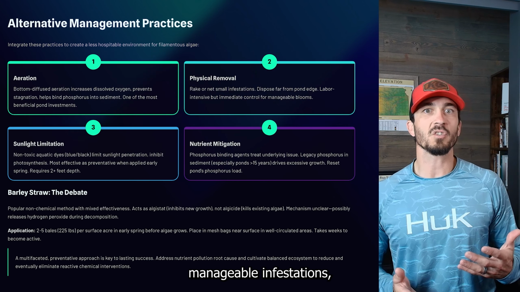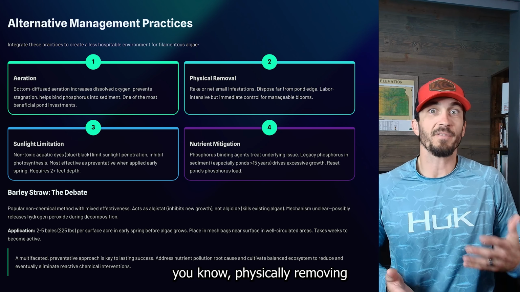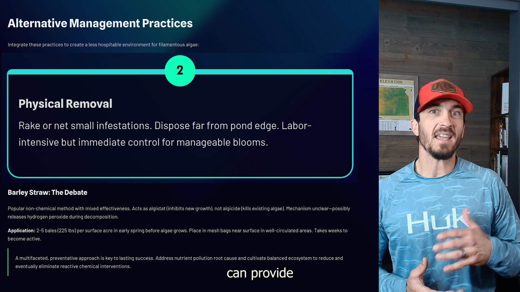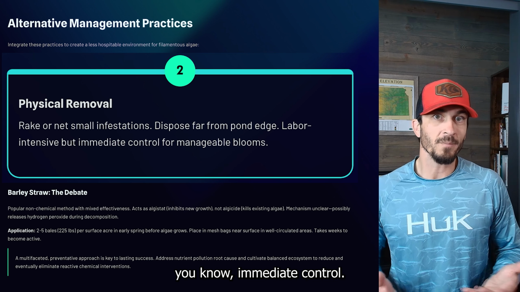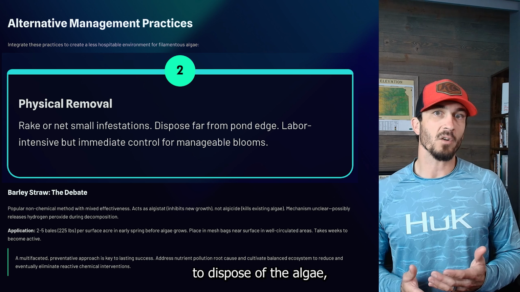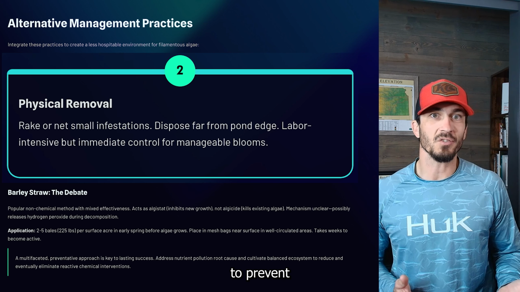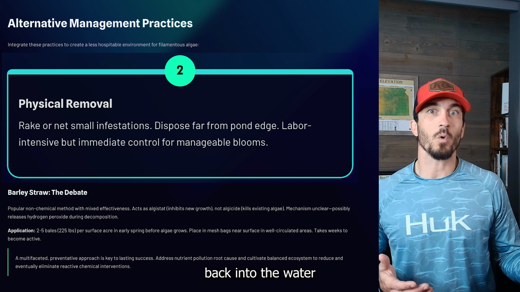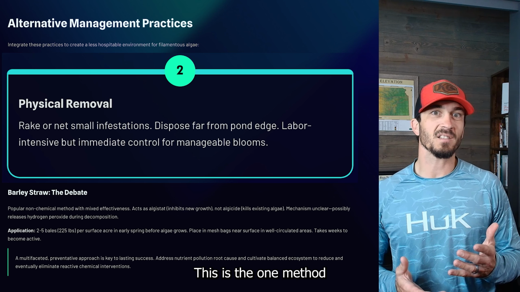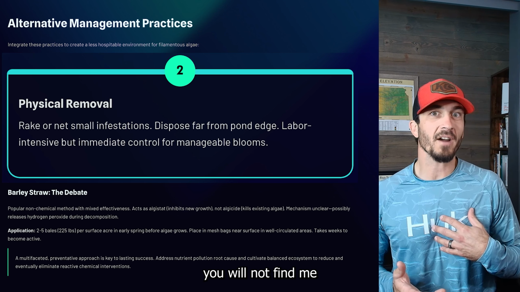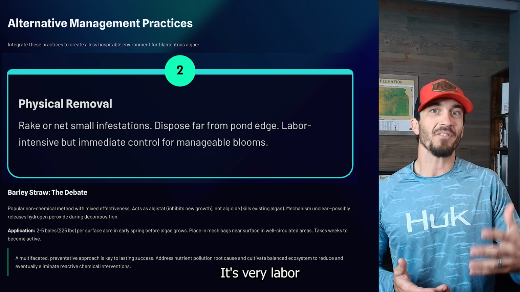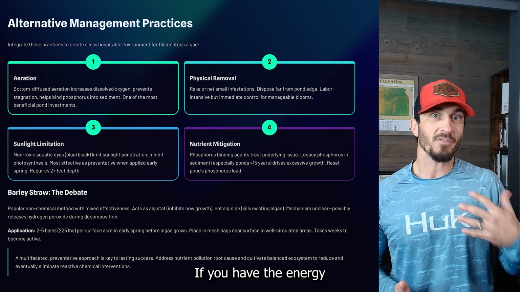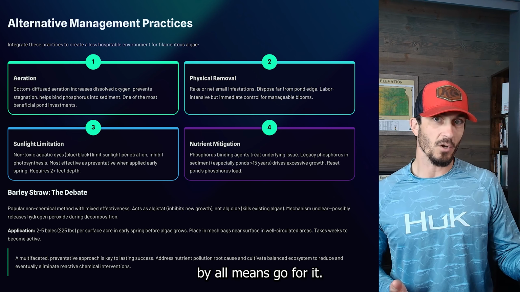For small manageable infestations, physically removing algae mats with a rake or skimmer can provide immediate control. It's important to dispose of the algae far from the pond's edge to prevent the nutrients contained within it from washing back into the water as it decomposes. This is the one method you will not find me performing. It's very labor intensive and time consuming, so you won't find me doing that. If you have the energy and the time, by all means go for it.